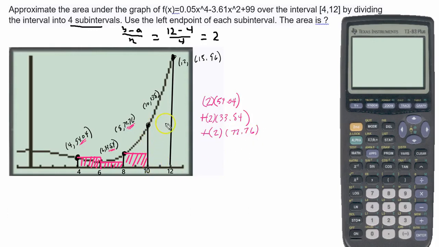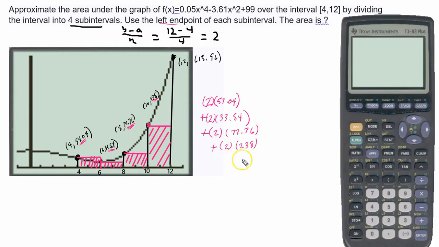And then for my last rectangle, well, if I form it using the left endpoint, I'm going to start there and then come straight across. And that's going to be my fourth rectangle. And it's going to have area base, which is 2 units, times the height. And the height is the y coordinate of this point, which is 238.